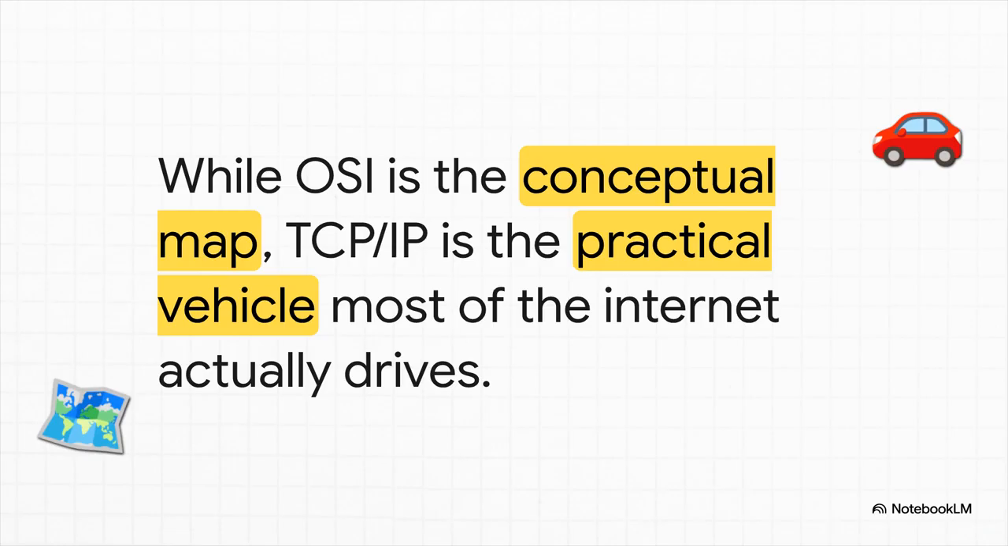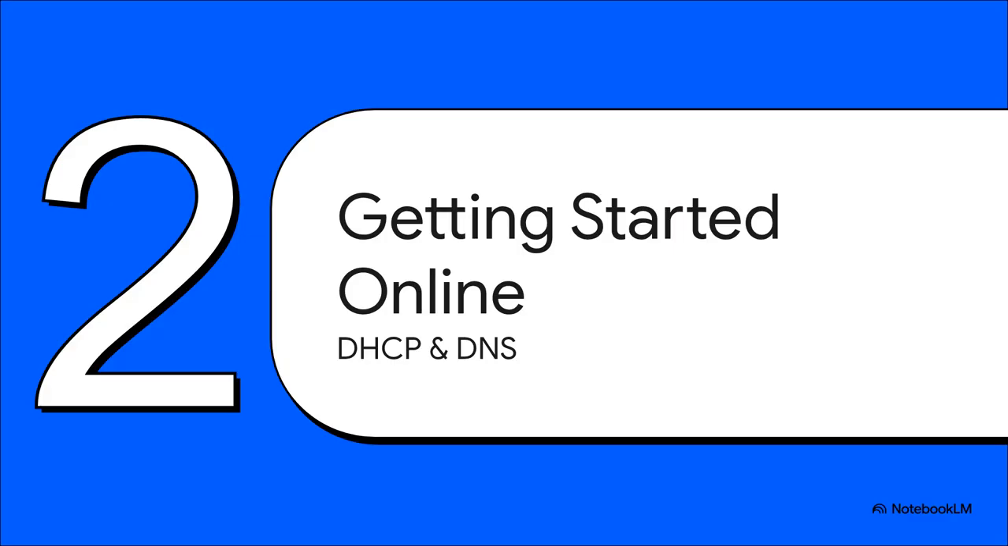In the real world, the internet runs on a more practical, streamlined set of rules called TCP/IP. Think of it as the super efficient vehicle we're going to be riding in for the rest of this explainer. All right, so our digital journey is about to kick off.